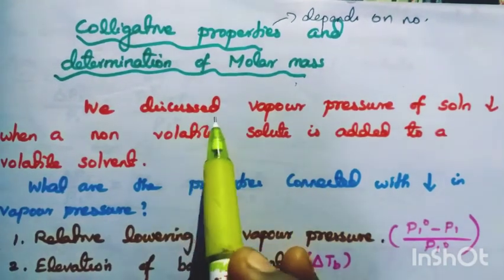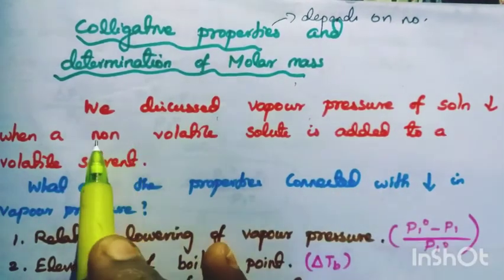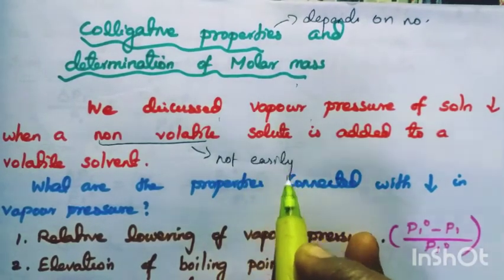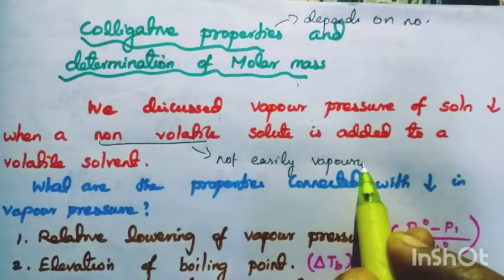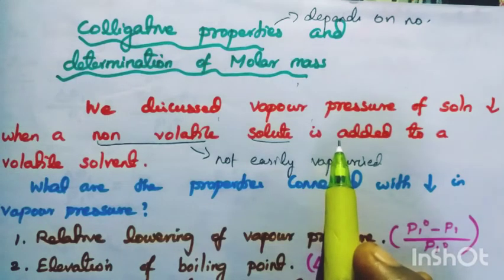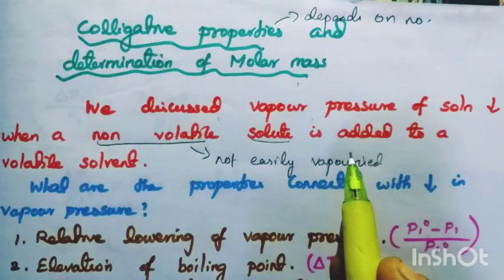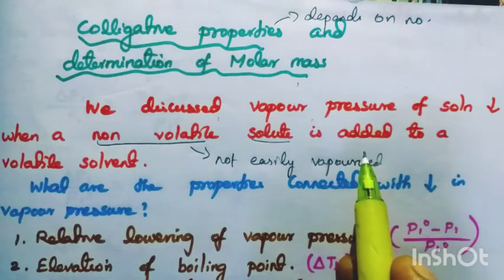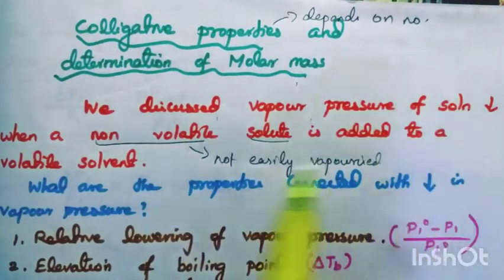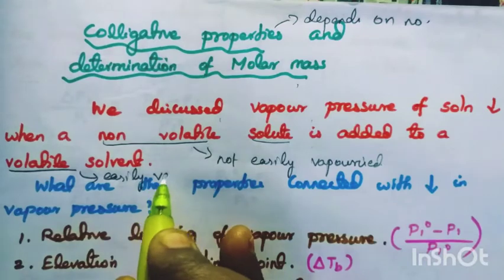We discussed in the earlier topic that vapor pressure decreases when a non-volatile solute is added. Non-volatile means not easily vaporized. For example, how will you prepare a solution? When NaCl is dissolved in water, or sugar in water, NaCl is the solute and water is the solvent. So the solute we added is non-volatile, added to a volatile solvent, that is, an easily vaporized solvent.